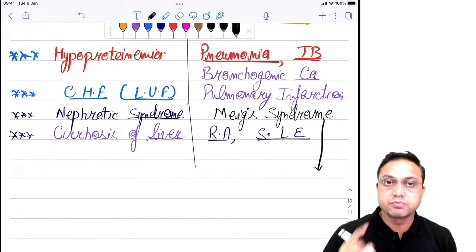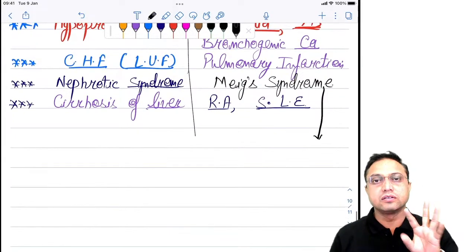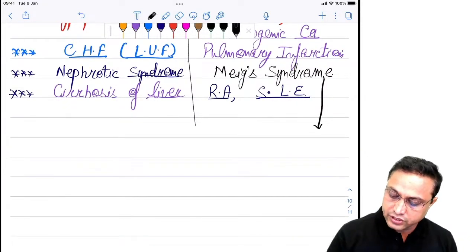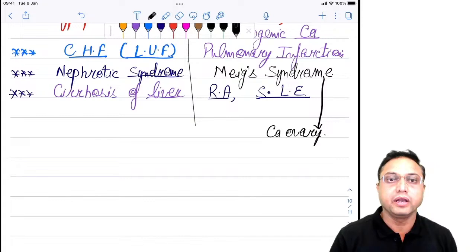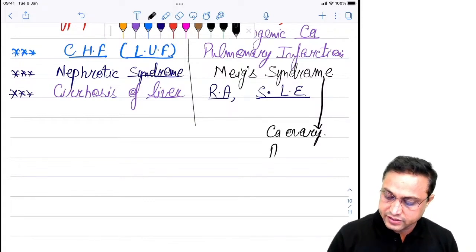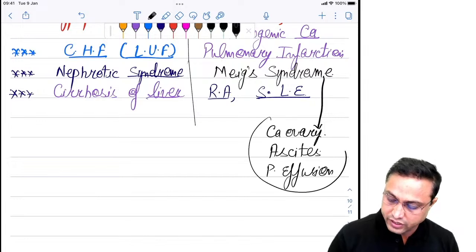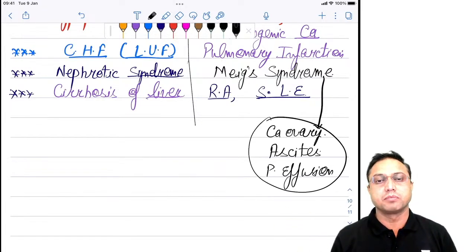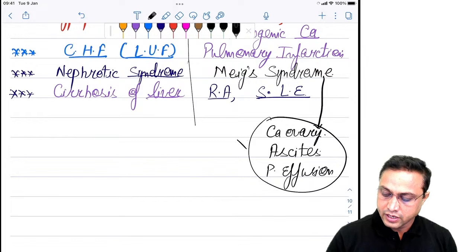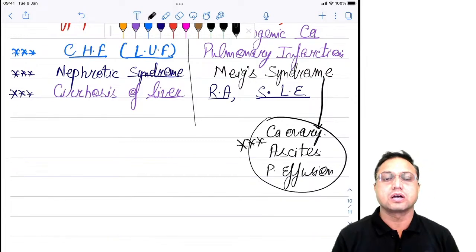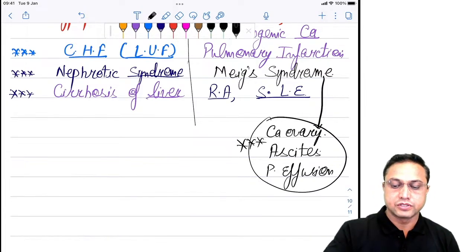What is Meigs syndrome? It's basically a triad of three things. What are these three things? One, it is CA ovary, ascites, and pleural effusion. So this is another one-liner MCQ. They simply ask, what is Meigs syndrome? I'm sure you must have read it in gynecology. So Meigs syndrome, put a star mark over here.